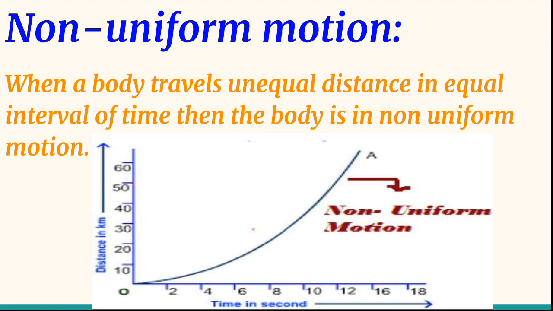We show the non-uniform motion in the graph like this. I have given the picture. It can be any zigzag line, U shape, V shape, any type of line, but not a straight line. If you make a straight line, it will become your uniform motion.